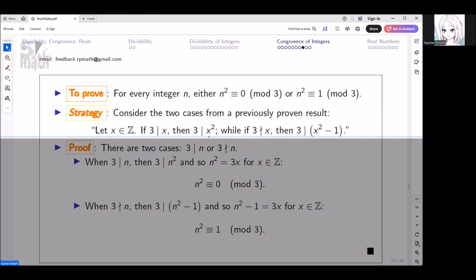Strategy. Consider the two cases from a previously proven result. Let x be an element of the integers. If 3 divides x, then 3 divides x squared, while if 3 does not divide x, then 3 divides x squared minus 1.